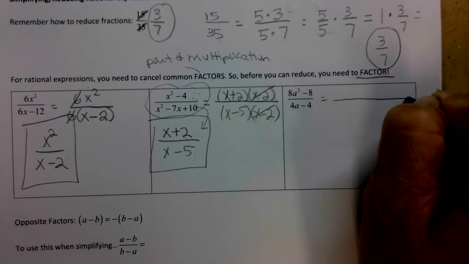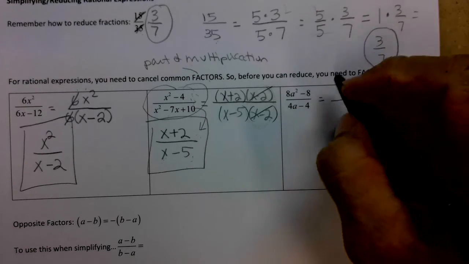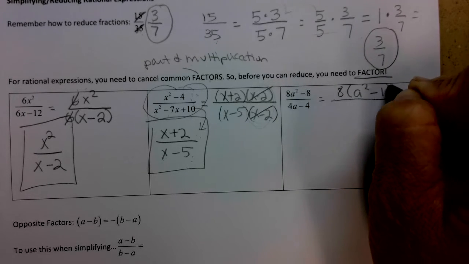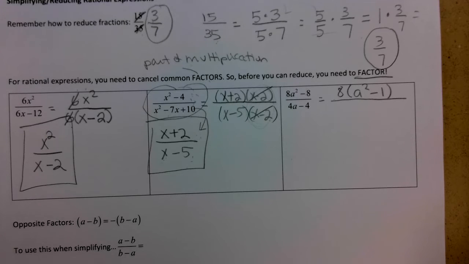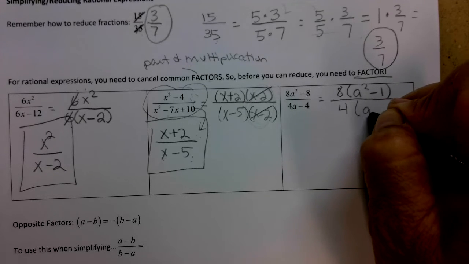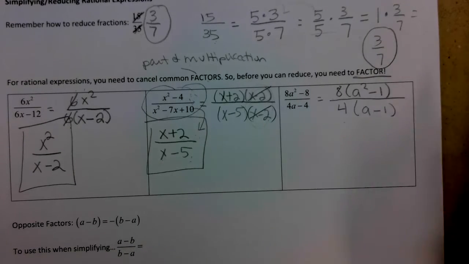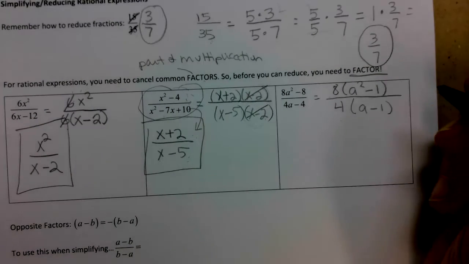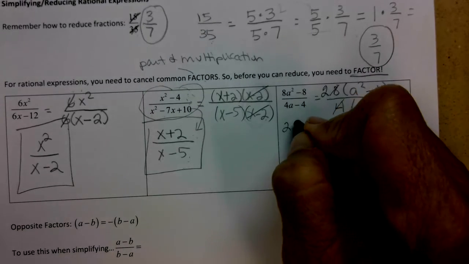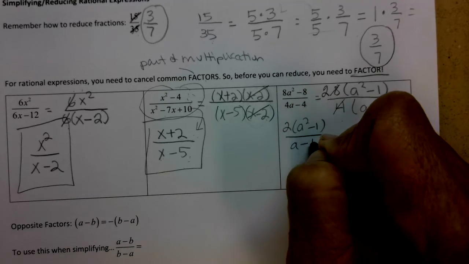So if you want to pause and try some factoring on your own, it might take me a couple of steps on this one. On the numerator, I'm going to go ahead and factor out the common factor of 8, and that leaves behind a squared minus 1. And in the denominator, there's a 4. I'll go ahead and factor that out, a minus 1. So the 8 and the 4, those are both factors, and they have a common factor of 4, so we can go ahead and cancel that. So now it's 2 times a squared minus 1 over a minus 1.